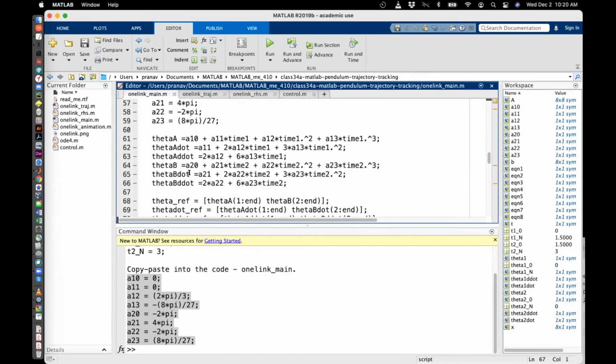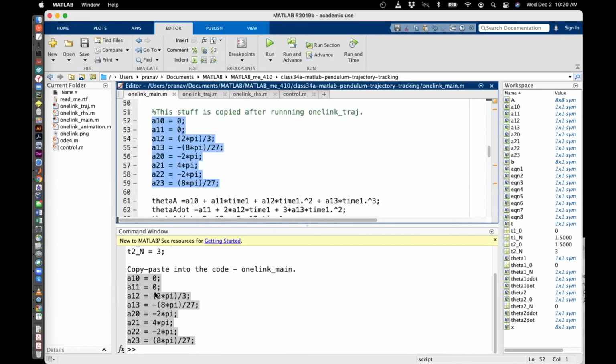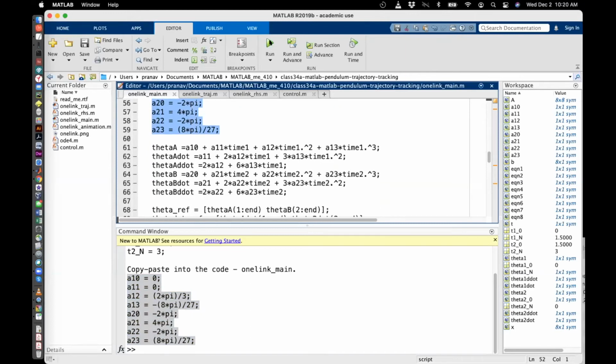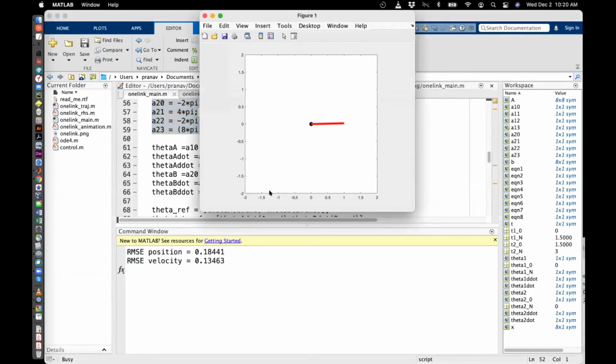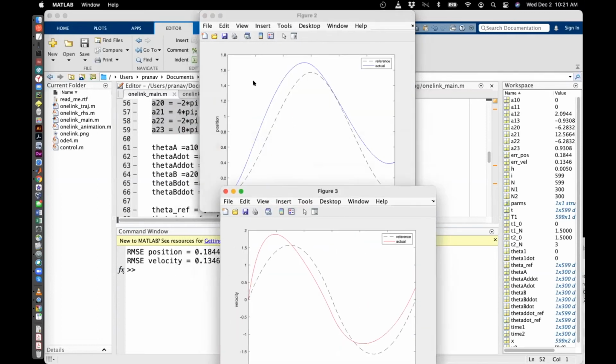And so the copy paste has taken place here. This is what has been copy pasted from the command window. Okay, so let's run this first. The black dashed line is showing the reference and the red line is showing the actual. This is for the velocity. This is for the position.